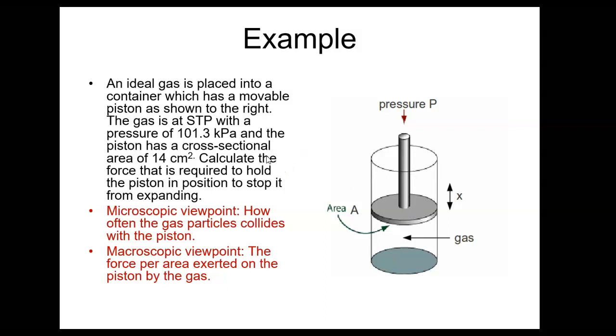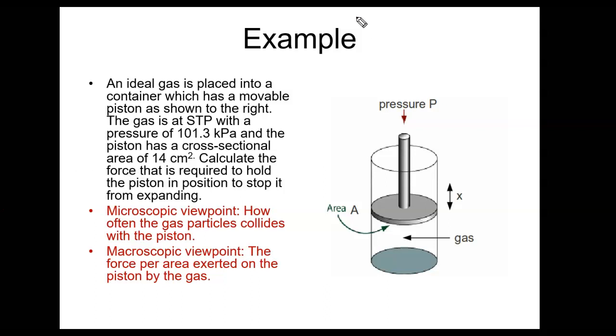And so this problem connects the microscopic view with the macroscopic view of pressure. The microscopic viewpoint has to do with how often the gas particles collide, whereas the macroscopic viewpoint has to do with the force per unit area exerted on the piston by the gas. So we want to find the force that is required to stop the piston from expanding.